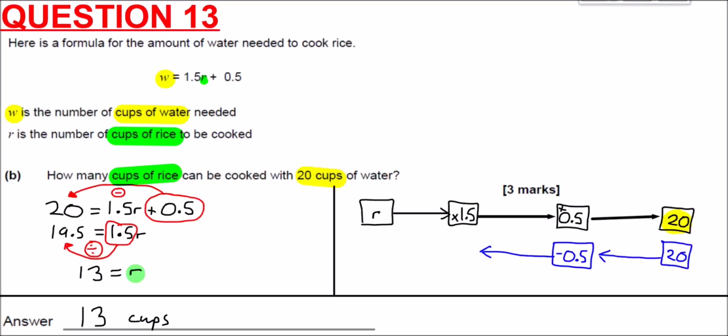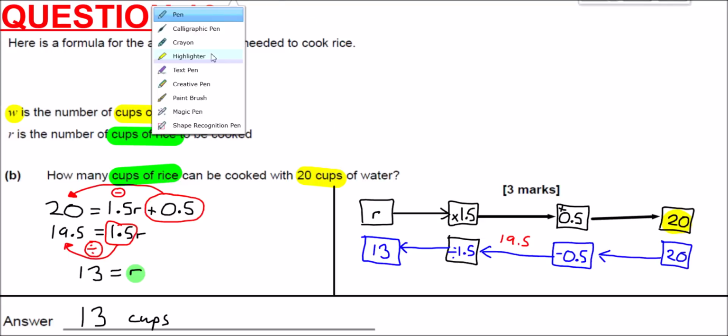20 take away 0.5 would give us 19.5 at this stage. Then instead of multiplying by 1.5, the opposite of multiplying by 1.5 would be to divide by 1.5. And so R would be 19.5 divided by 1.5, which comes out to be 13. And so R equals 13.